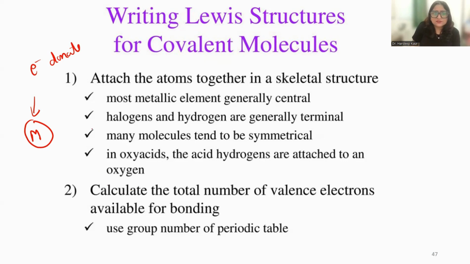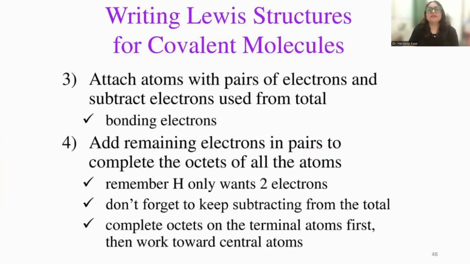And halogens and hydrogen generally sit on the terminal. Many molecules tend to be symmetrical, as in oxyacetylene. So this is all about how we can calculate the total number of valence electrons. We can attach the atoms with a pair of electrons and subtract the electrons used from the total. That is how we can find the bonding electrons.